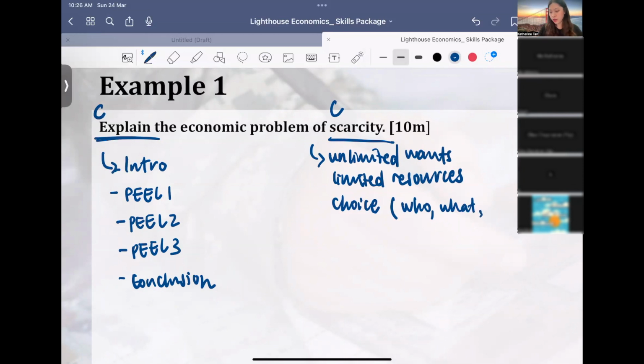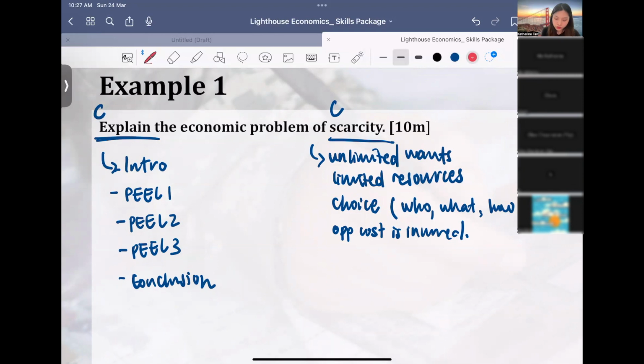So who, what, and how to produce, and how much to produce. And hence the opportunity cost is incurred. So you know that this is going to be your definition. Then the last one is going to be your context. In this question, there's no context, so you just need these two.